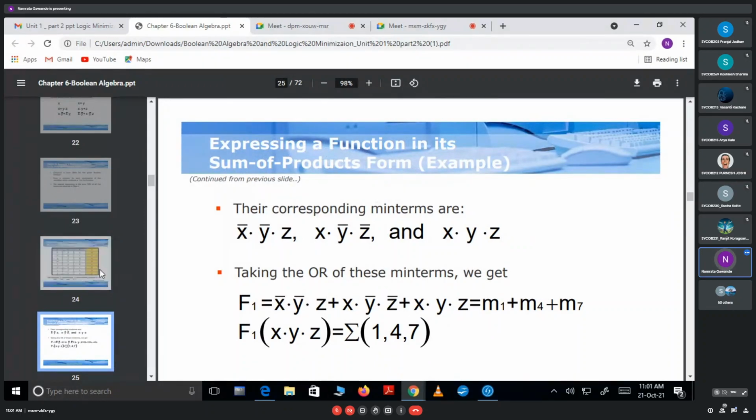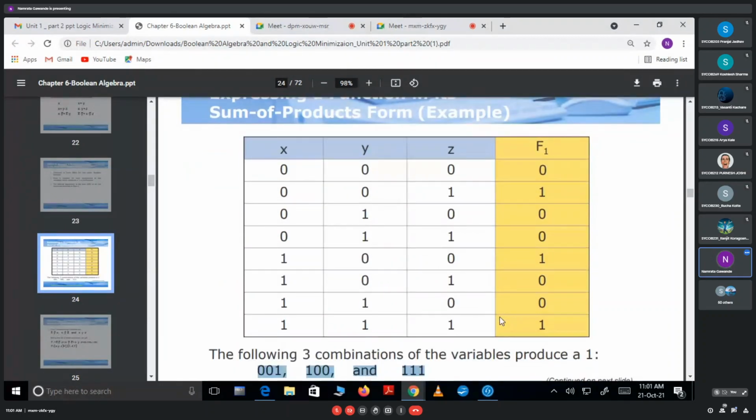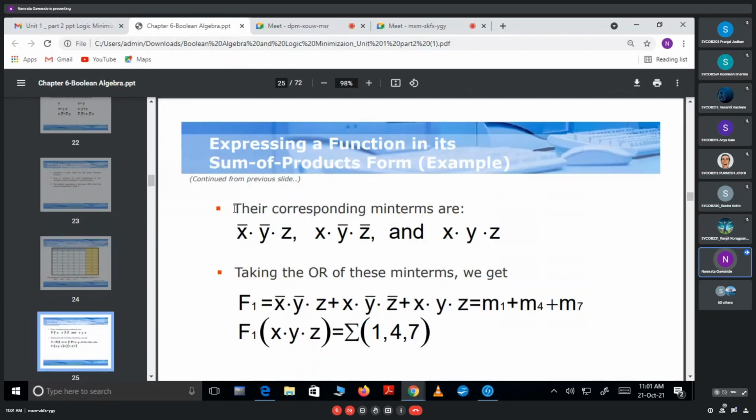Now, expressing a function in its sum of product form. How can you express this truth table in sum of product form? Suppose this truth table is given and you have to express it in terms of SOP form. What is SOP form? SOP is nothing but the group of product terms all together. Whenever taking the SOP form, you always have to consider the output result as a 1. Wherever we get the result as a 1, we always have to consider those terms in the SOP form.